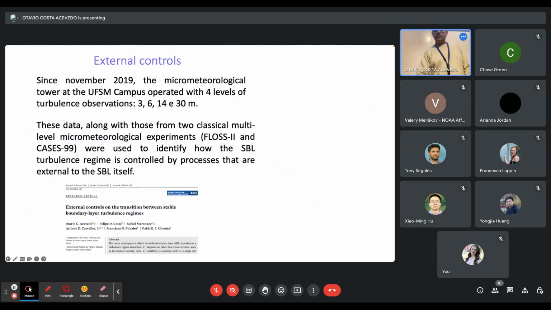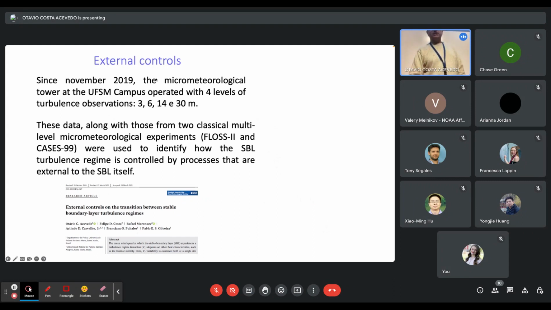Oh, I had a picture of the tower here. Didn't come out. So, I'm going to show very briefly this paper that was published in 2021, where we look at these external controls on transition between stable boundary layer turbulence regimes. To do that, we are going to look at the data from this tower that we have.